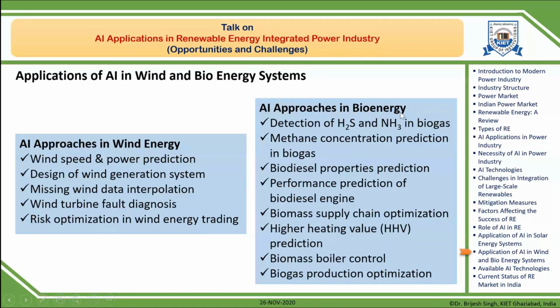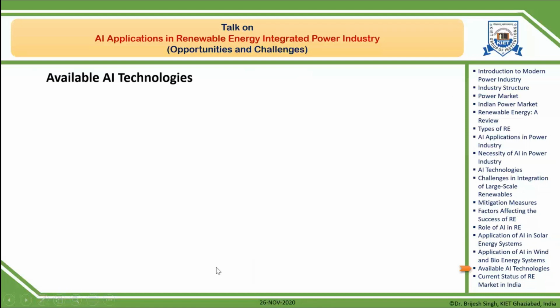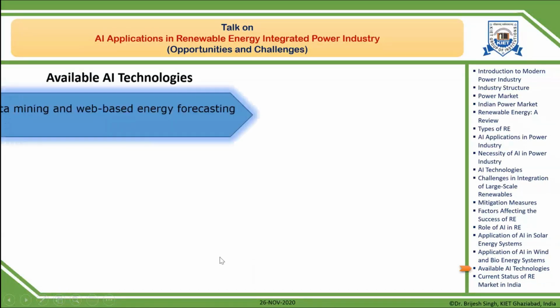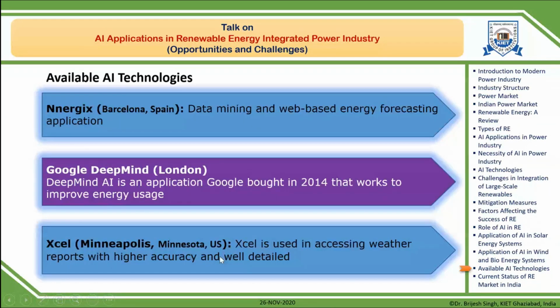Then AI approaches in bioenergy. These are some areas where you can apply AI techniques for solving the problems associated with bioenergy. Available AI technologies, I am not going into the detail of this one. These are some companies providing AI solutions for the renewable energy market, like Energix, Barcelona, Spain. They provide support for data mining and web-based energy forecasting applications.